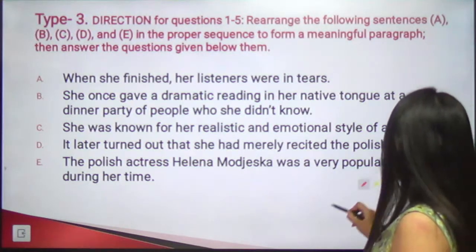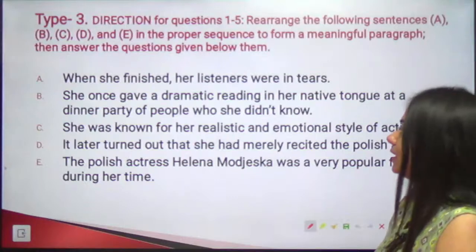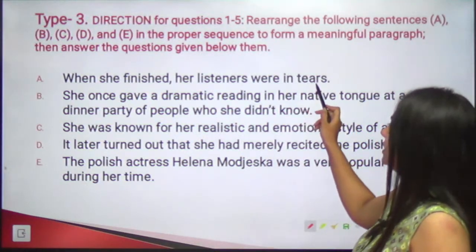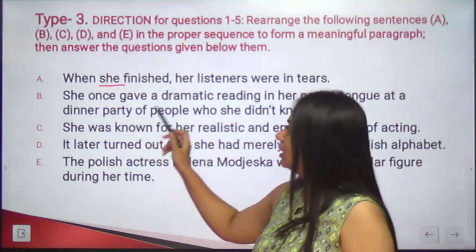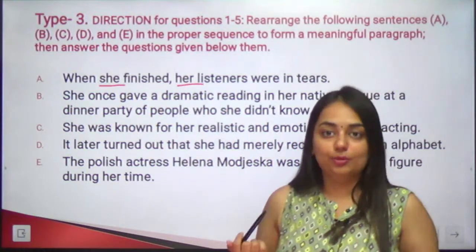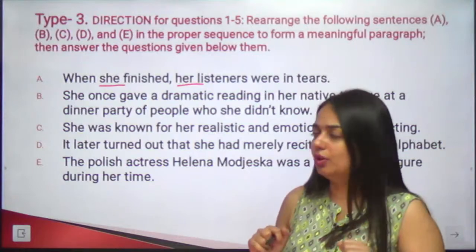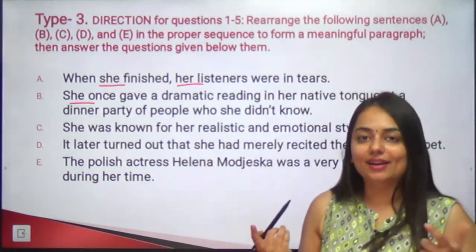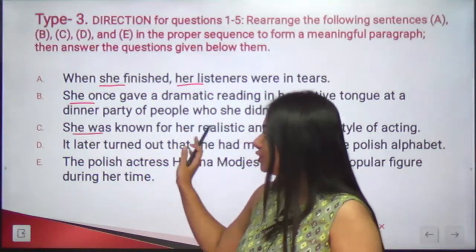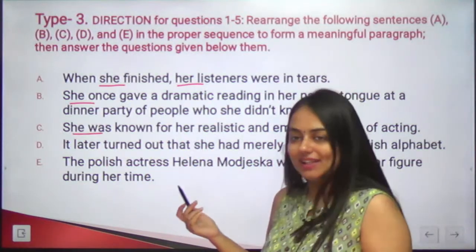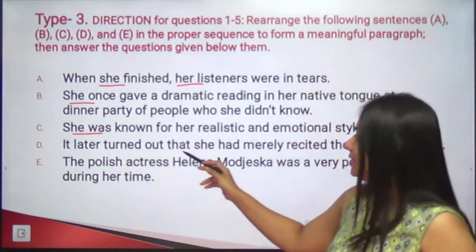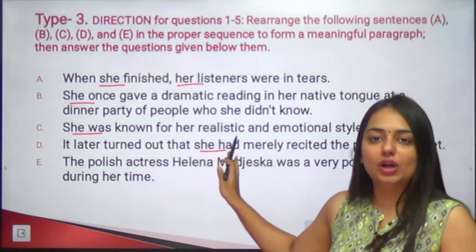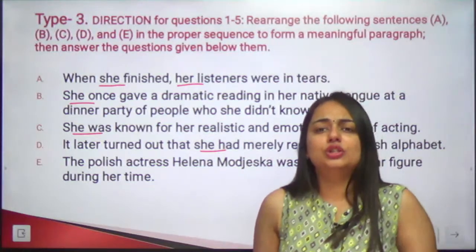Let us read it and identify the sequence. When she finished, her listeners were in tears. Now who is the she? Whose listeners? It has not been introduced to us. This cannot be the opening sentence. She once gave. Who is she again? Cannot be the opening sentence. She was known, not known who she is. It later turned out that she. So all these 4 sentences use pronouns. They are not telling us who is she.